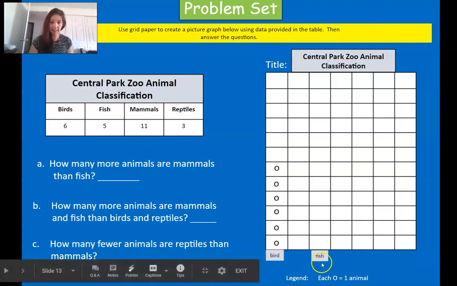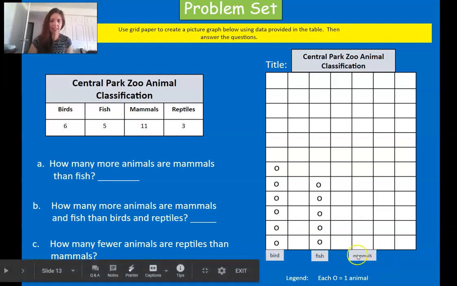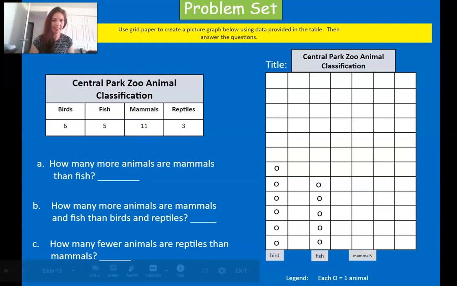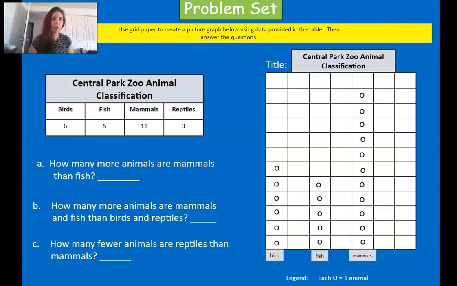Our next column label is fish. How many fish circles are we going to have? If you said 5, you're a genius. All right. And our next column is mammals. How many mammals? Look at the chart. 11. 4, 5, 6, 7, 8, 9, 10, 11. Now, of course, if you were doing this in person, you would be drawing all of these circles and writing the words. And last, we have reptiles. We have 3 reptiles. Okay?